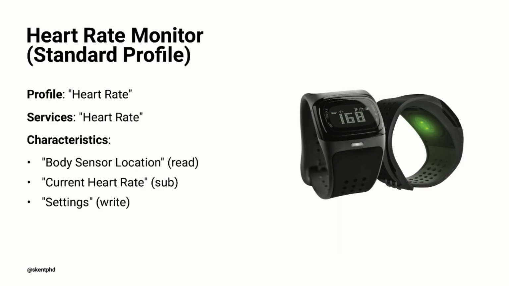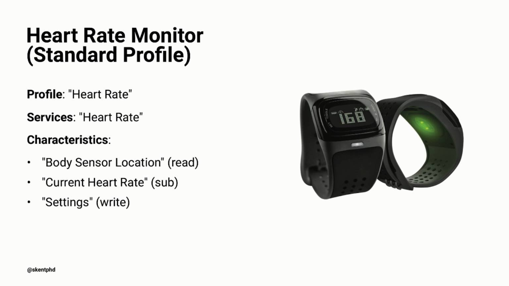So one example of a peripheral that you might be familiar with is something like a heart rate monitor. And this is something that uses a standard profile. So that's a profile which is defined by this centralized organization that sets standards for Bluetooth. So there is a specifically named heart rate profile which promises to consuming devices that it will have a specifically named heart rate service. And that heart rate service promises to consuming devices that it will have specific characteristics.